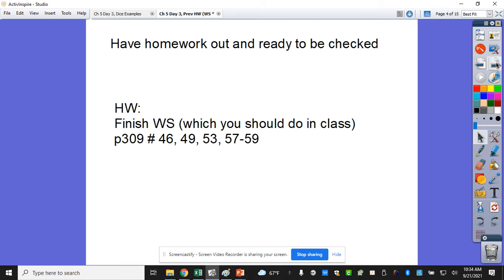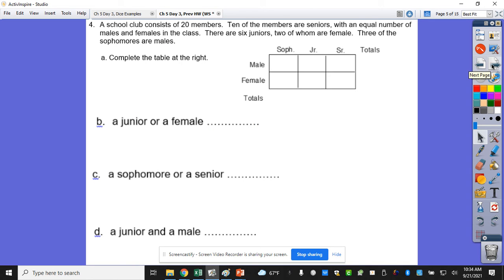Going through homework first, start with worksheet here. Stop talking. 20 was our overall total. So 10 were seniors. What did we decide for this class? 5 and 5? Yeah.